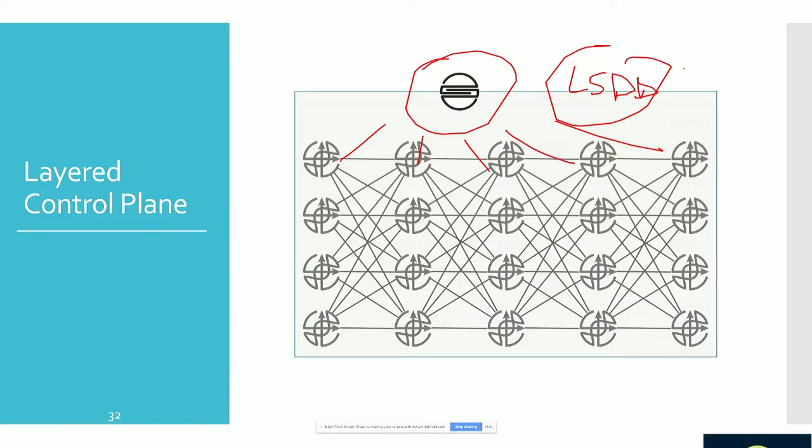If you have a link state view of the network. Now, link state is completely different than the way BGP operates. BGP is what's called a path vector protocol. A link state protocol actually operates in a completely different way.